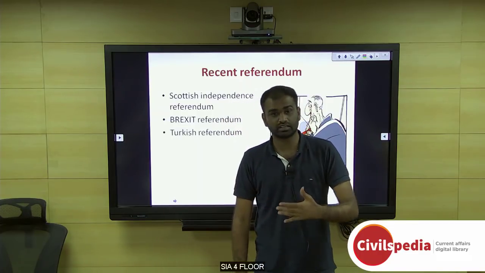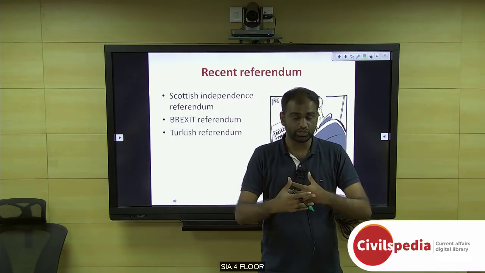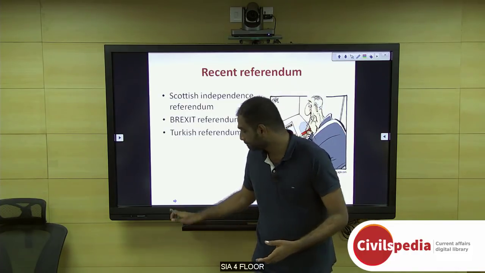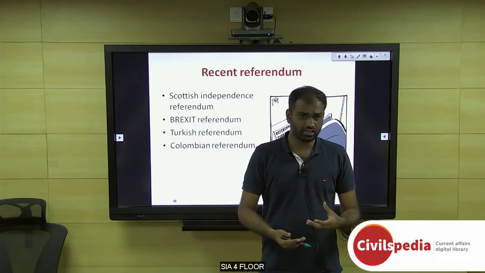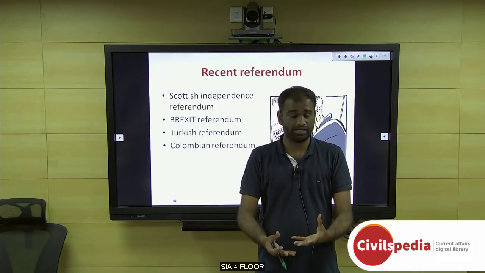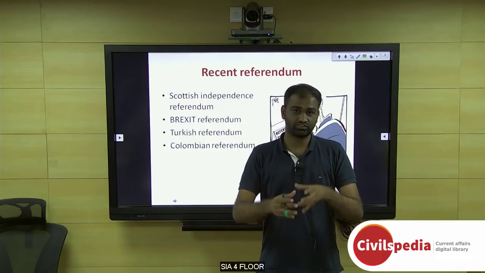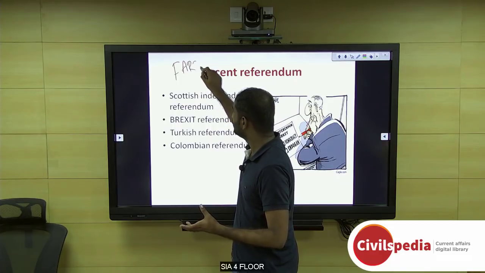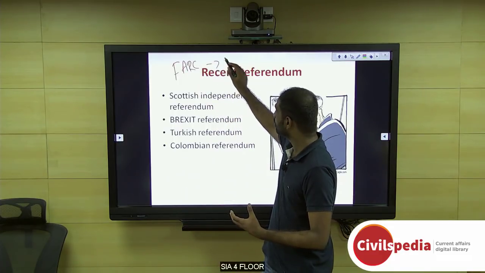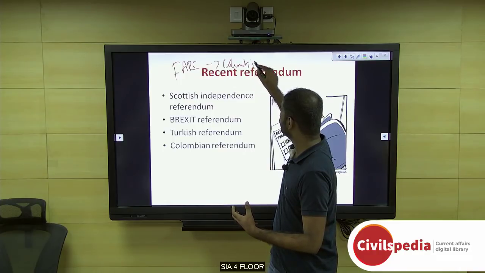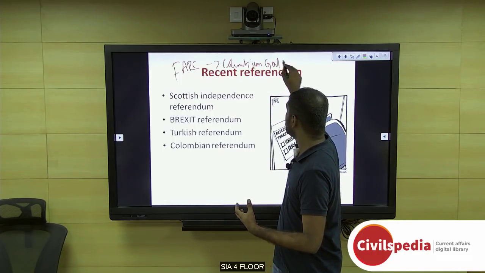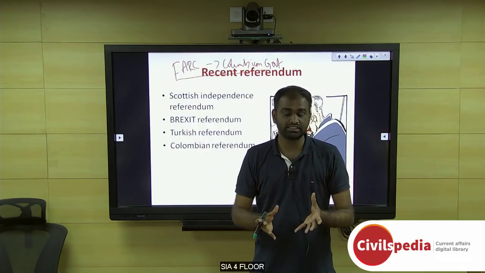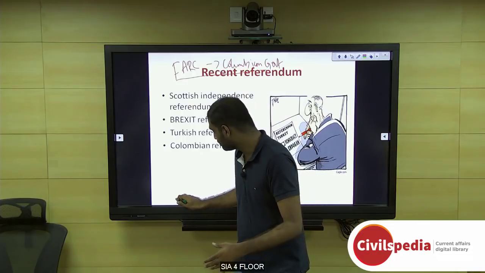Now moving on to the next one, the Turkish referendum. It basically talks about whether to expand the presidential powers of the Turkish president, especially Recep Tayyip Erdogan. The next one is the Colombian referendum, which is a very famous referendum, but not many people know about that. In Colombia, there was a 50-year civil war between FARC, Revolutionary Armed Forces of Colombia, and the Colombian government. In 2016 these two warring parties negotiated a peace settlement, and that peace settlement was put into referendum. So that is the Colombian referendum.